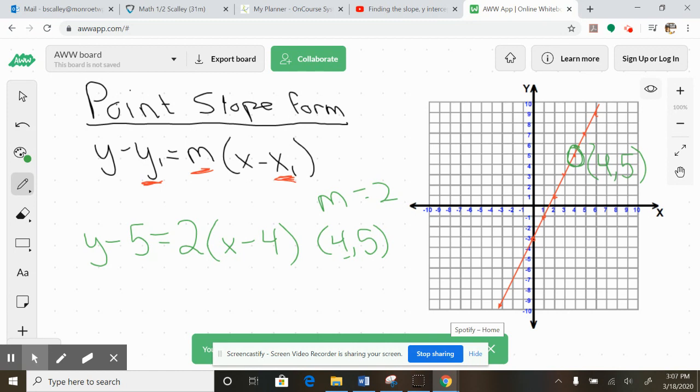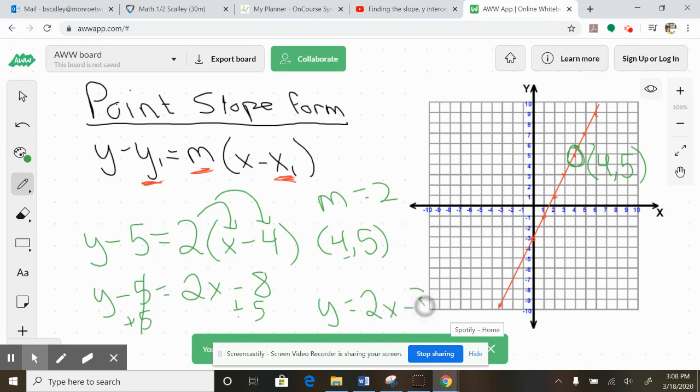Generally, we don't like point slope form as much as slope intercept form. So the video I shared the other day was how to go from point slope form to slope intercept form, which starts out with distributing, which in this case would be 2x minus 8. And then all I would have to do to get y by itself is add 5 on both sides. And I would get a final answer in slope-intercept form of y equals 2x minus 3.